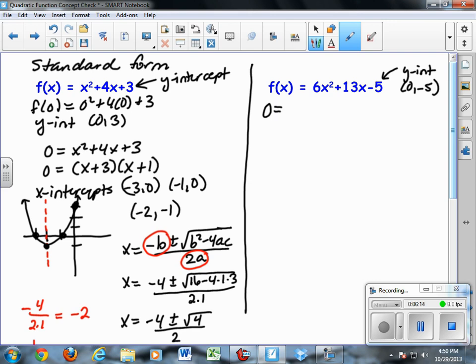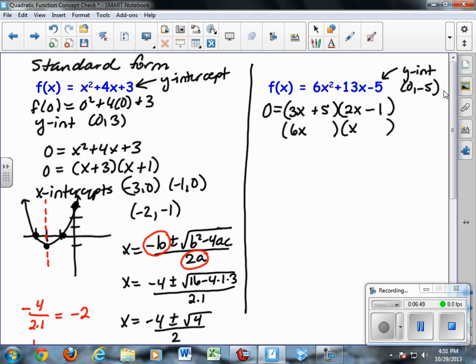If I factor this, there are two possible pairs of first terms. I could use 3x and 2x, or I could use 6x and 1x. To get my last term, I have to use a positive 5 and a negative 1, or a negative 5 and a positive 1. So plus 5 minus 1 would give me negative 5, and 6x squared, but this would be 10x minus 3x, which is 7x. That's not correct. That doesn't give me 13x.